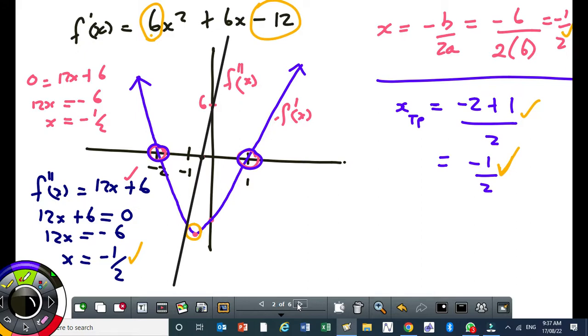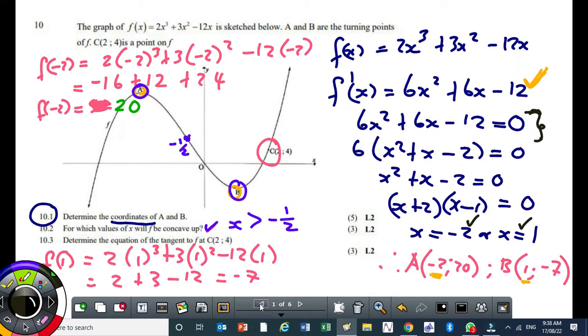Now we can also determine that from this graph too. Remember, we've got an x-intercept here, isn't it? Above the x-intercept, the graph is positive. The y values for the graph are positive. But we know that the y values of the first derivative are also the gradient values of the cubic function.